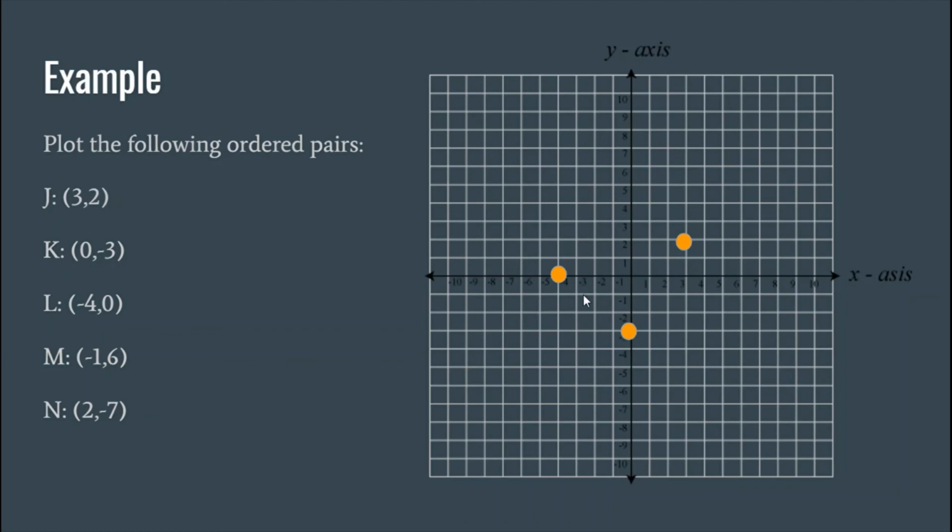Okay, now we'll do M. M is negative 1, 6, so it should go here. And N, 2, negative 7, so it should appear right here. Alright, this is important to note when you're doing just individual points: you always start from 0, 0 and then move in whatever direction you're going. If you're graphing a line, for example, then there are slightly different rules, but we'll get into that in my other video, okay?